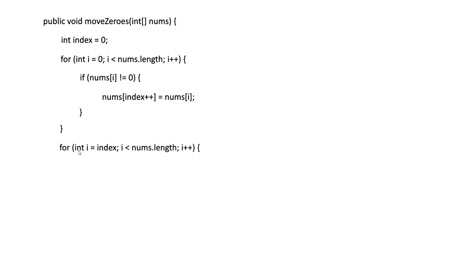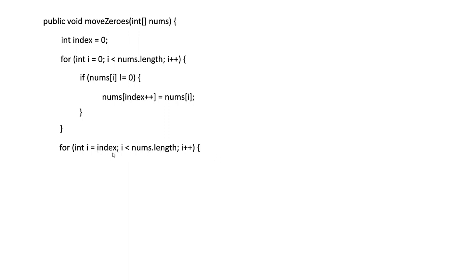Then we're going to do another for loop, but this one's going to start at the index. Now the index should have been incremented to take care of all the numbers, and it should be right at the first spot where we need to start adding zeros. So that's all we're going to do.